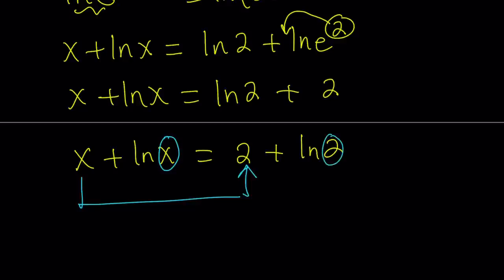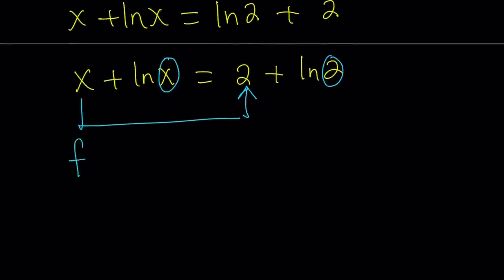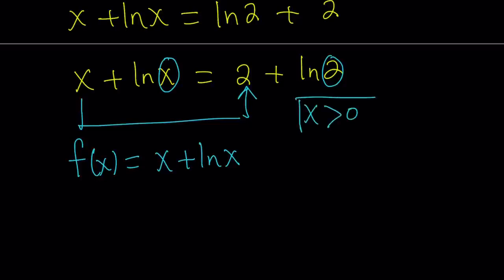But there's a couple of things we need to talk about. For example, this looks like a solution, but is that the only solution, right? How many solutions are there? So here's what we're going to do. We're going to look at it from a functional perspective and consider the function f of x equals x plus ln x. Now, first of all, notice that because of ln x, x needs to be positive. So we're only going to be considering the positive values of x.